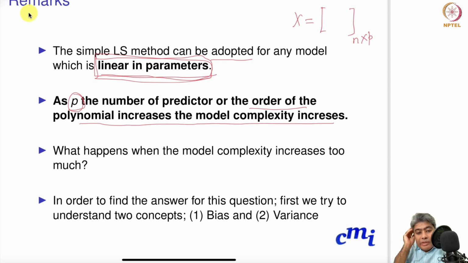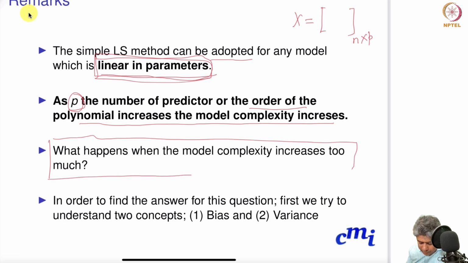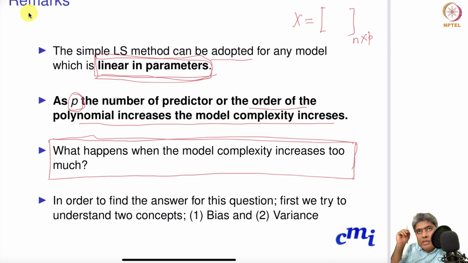Now there is a big question: what happens when model complexity increases too much? Obviously, one loses interpretability and explainability. But in order to answer this question, first try to understand two concepts. One is bias, another is variance.